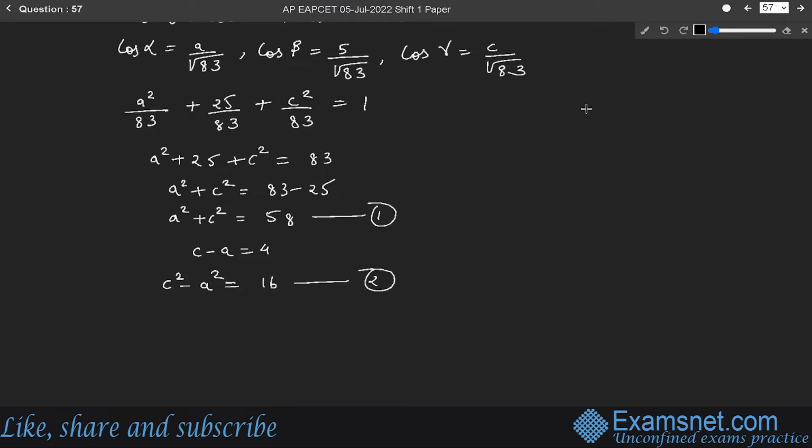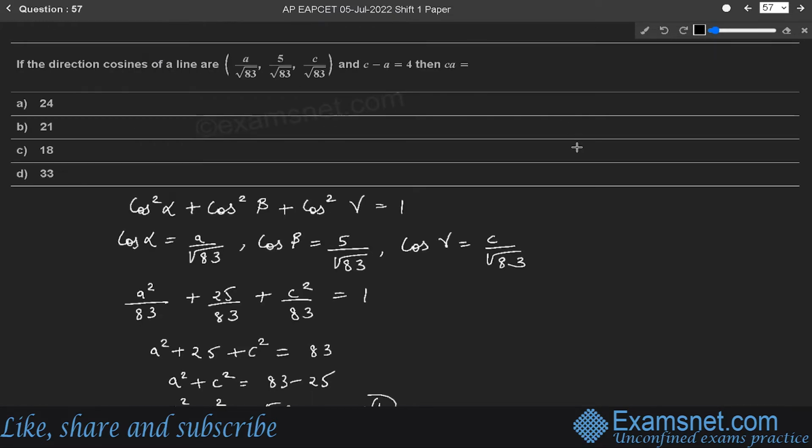Now we have two equations. First equation is a square plus c square is equal to 58. And second equation is c square minus a square is equal to 16. On solving both these equations, we get c is equal to 7 and a is equal to 3. Now we have to calculate ca. ca will be c into a, which is 7 into 3. That is equal to 21. Therefore, we can say that the value for ca is equal to 21. So option number B is the correct option for this question.